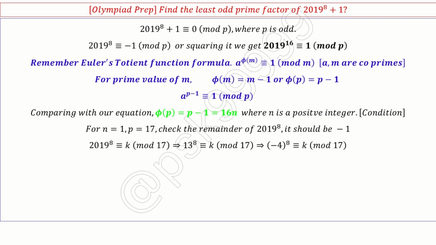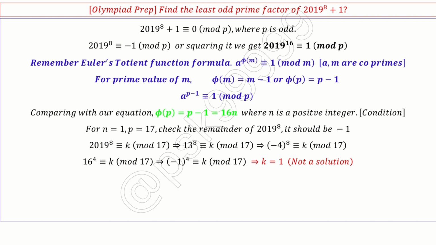So 2019 mod 17 is nothing but 13. So 13 to the power of 8 congruent to k mod 17, okay. 13 is nothing but minus 4 basically, right? Remainder is minus 4. 13 mod 17 is minus 4. So minus 4 to the power of 8, which is nothing but 16 to the power of 4 congruent to k mod 17, which is nothing but minus 1 whole to the power of 4, minus 1 to the power of 4 congruent to k, which is 1. K is equal to 1.